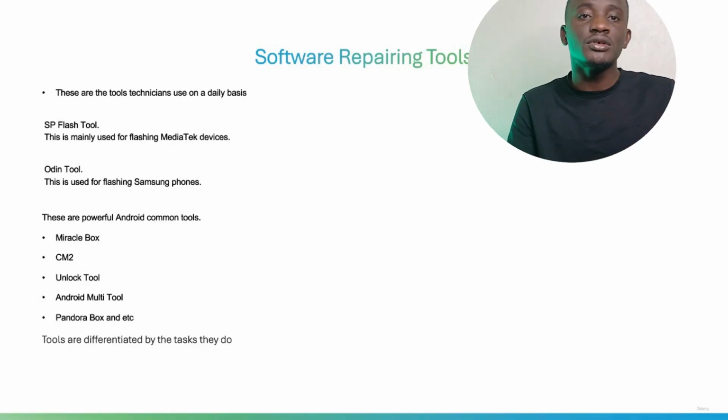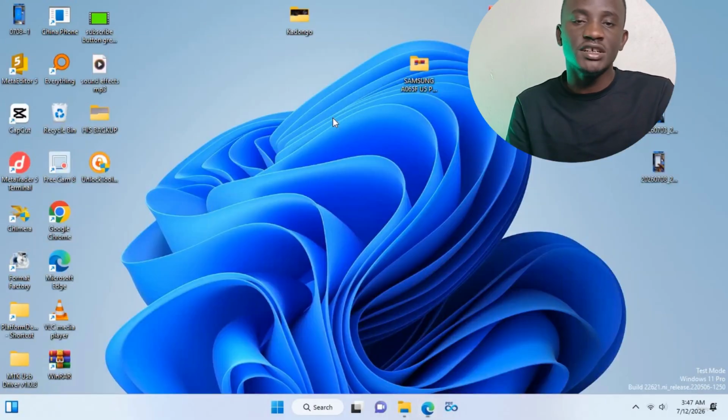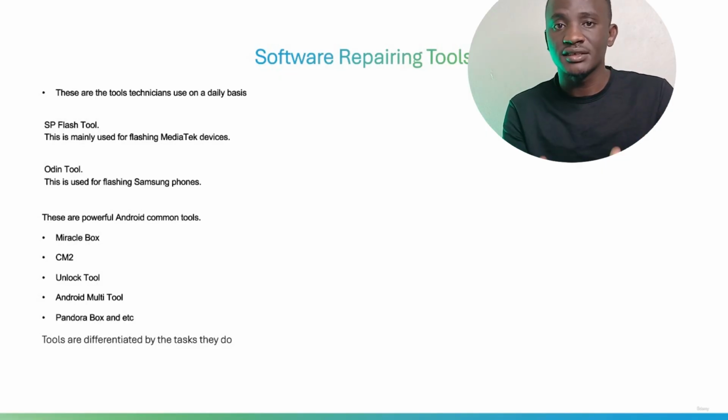And then you have some phones that cannot be supported on, for example, Unlock Tool, but CM2 can pass them easily. So the choice of which tool to use is definitely decided by the task that you want to do.